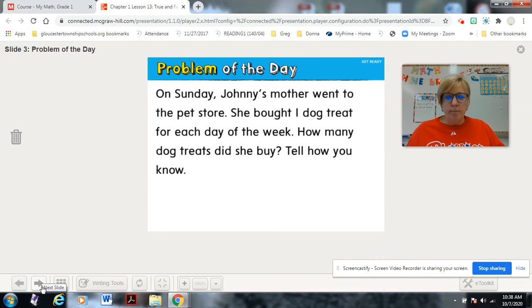Okay, so here's the problem of the day. On Sunday, Johnny's mother went to the pet store. She bought one dog treat for each day of the week. How many dog treats did she buy? Tell how you know. All right, figure it out and pause.